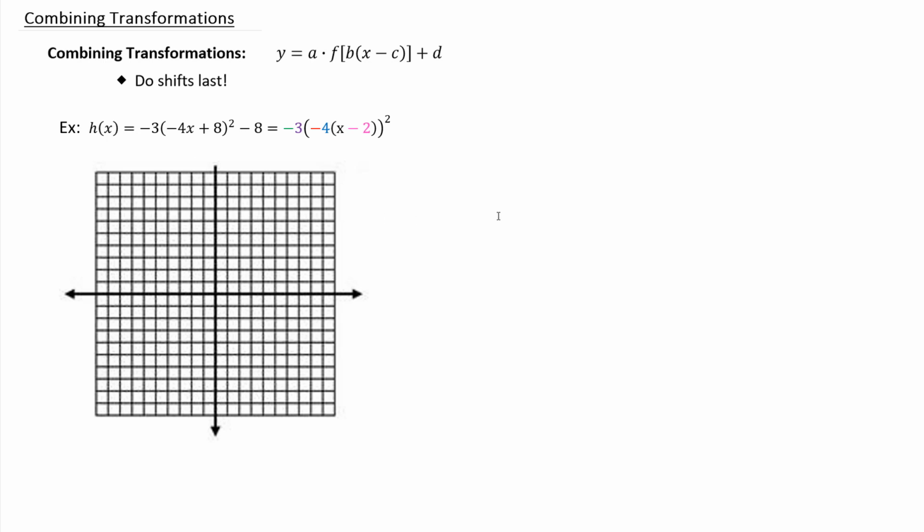The focus of this lesson is on graphing by using a combination of transformations, so there's more than one. And the way we would go about doing it is we would first make sure our function is in the form that allows us to see all the transformations.